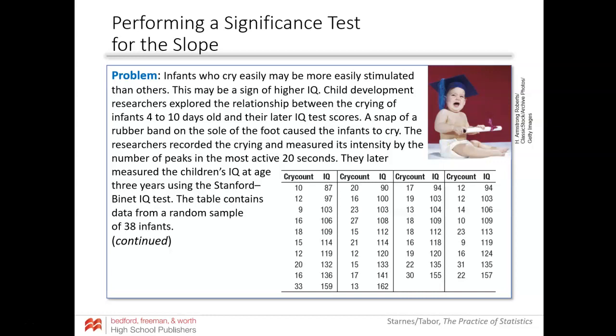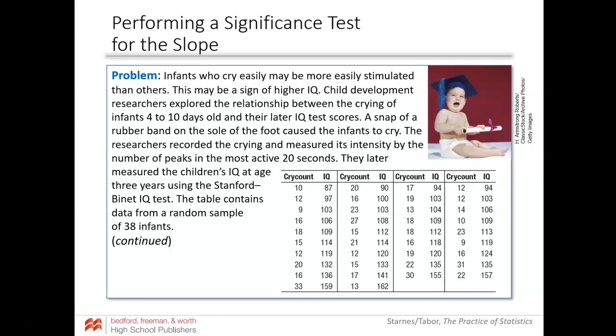Oh, that poor baby. All right, infants who cry easily may be more easily stimulated than others. This may be a sign of higher IQ. Child development researchers explored the relationship between the crying of infants 4 to 10 days old and their later IQ scores. A snap of the rubber band on the sole. Oh my God. Why? They snapped the baby's foot with a rubber band, which caused the infants to cry.